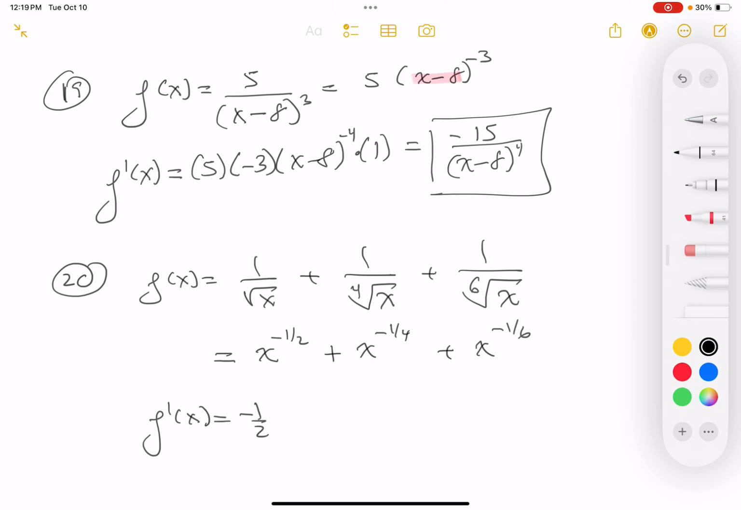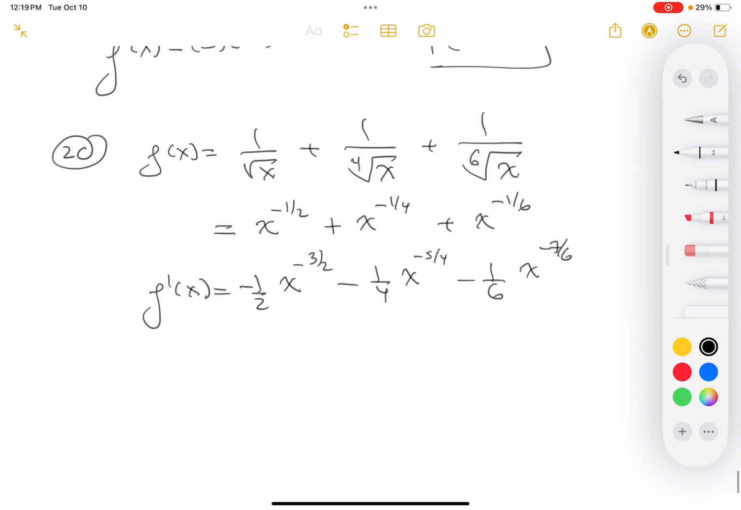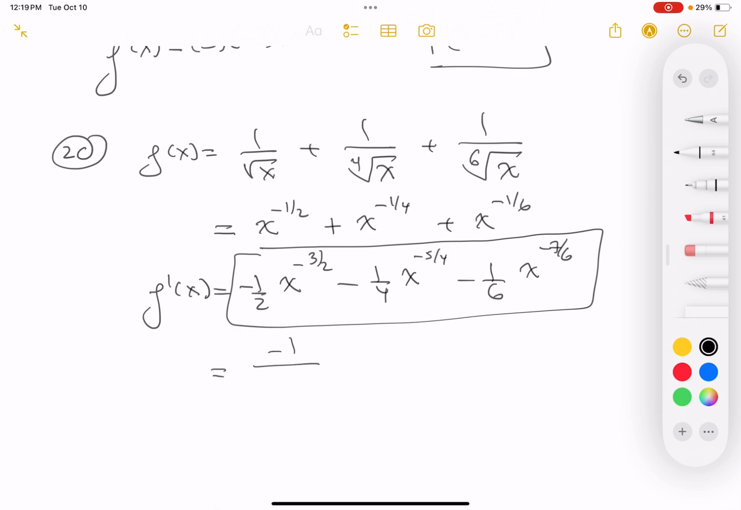You get minus 1/2 x, you're going to take 1 from that, minus 3 halves. Minus 1 quarter, you're going to take an extra 1, so that's going to be minus 5 quarters. Minus 1/6, and again, you can take 1 from minus 1/6, so minus 7/6. All right, to me, that's an answer, by the way. I want to rewrite it so it doesn't have a negative exponent. So it's minus 1 over 2 times the square root of x cubed.